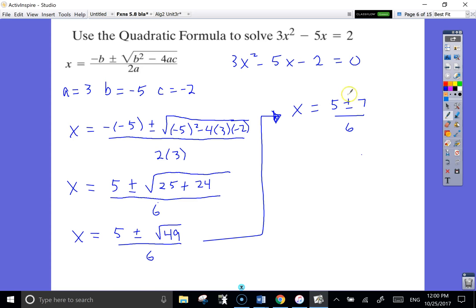So what do we do with this plus or minus now? You're going to have to do it twice, right? You're going to have to do x equals 5 plus 7 over 6, and x equals 5 minus 7 over 6. So this one is 12 over 6, which is 2. This one is negative 2 over 6, which is negative 1/3.